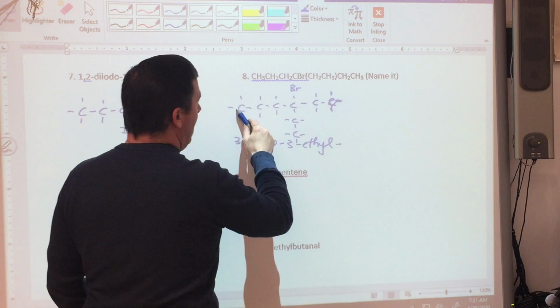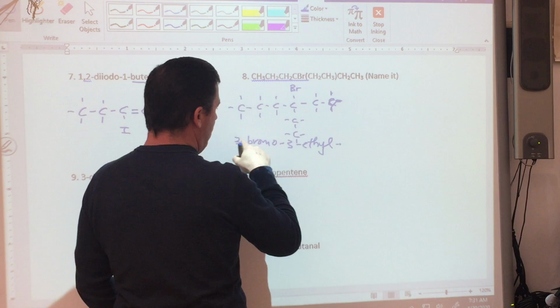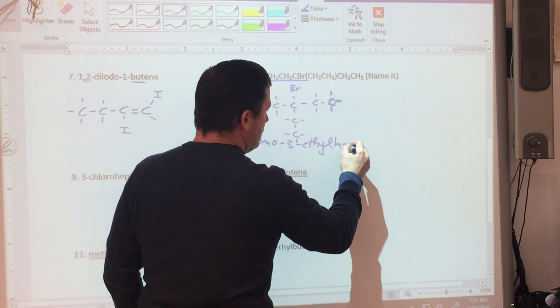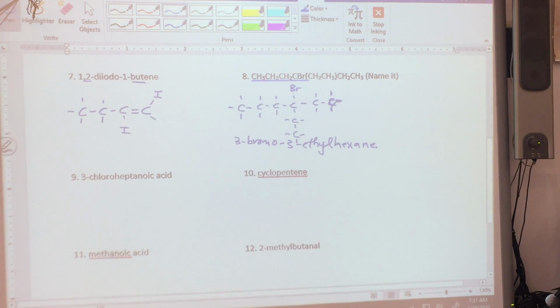And there are no double bonds here, so this is a hexane. And 3 bromo, 3 ethyl. Actually, there shouldn't be a dash there. It should be just hexane. 3 bromo, 3 ethyl hexane.